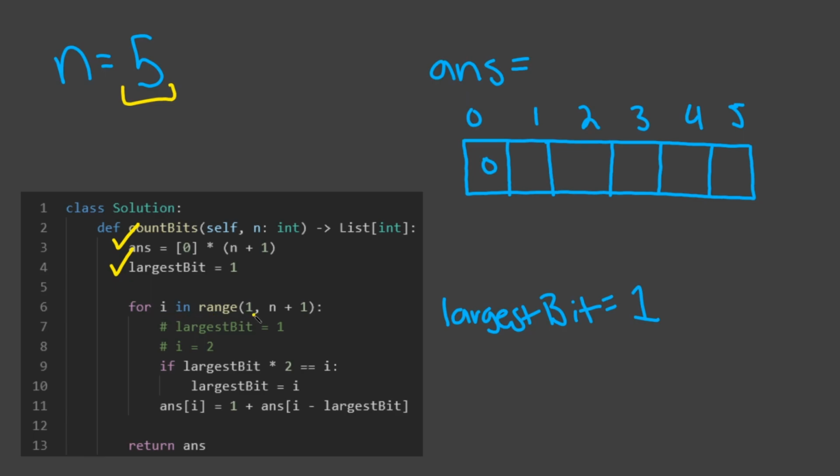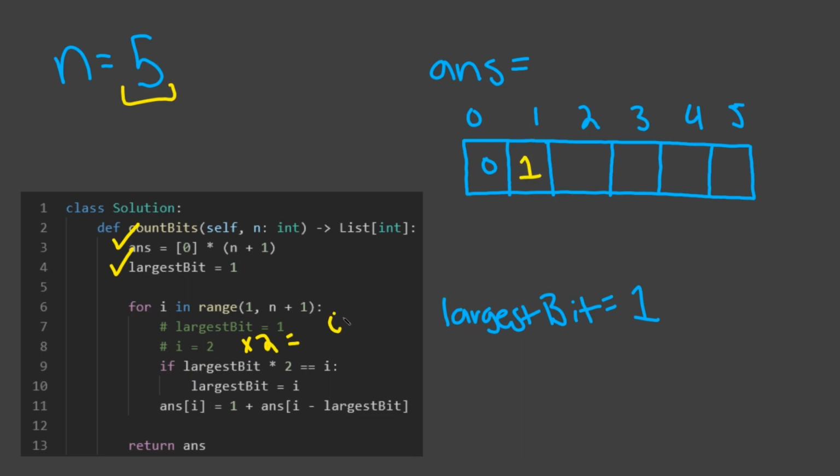So for I in range of 1 all the way to n plus 1, then we want to check if our largest bit times 2 is equal to I. And like I said before, the reason we want to do that is because this is how we find our most significant bit. So let's see, largest bit is currently 1 times 2, well that equals 2, and I is 1 currently, so this is false. So all we want to do is update our answers array at I, which is 1, to 1 plus answers at I minus largest bit, and this would be 0. So our answers at I would be equal to 1. And now we go to the next iteration.